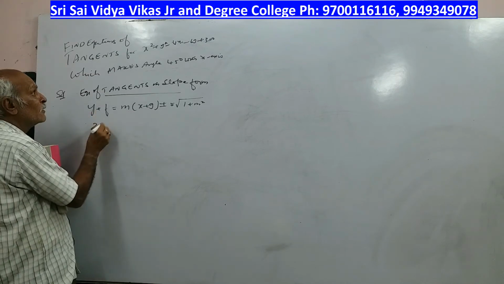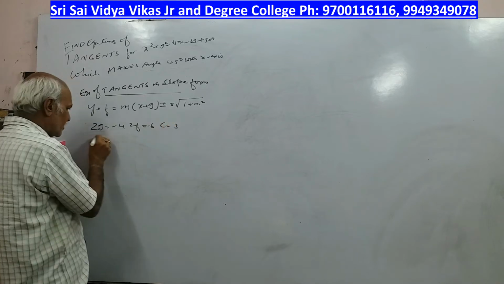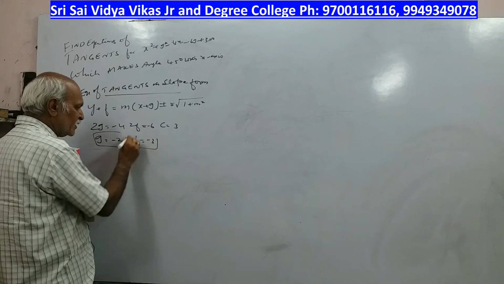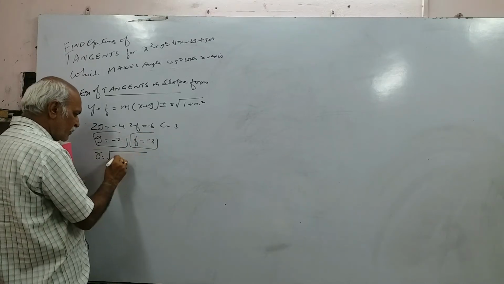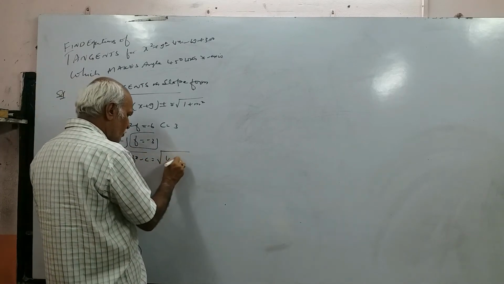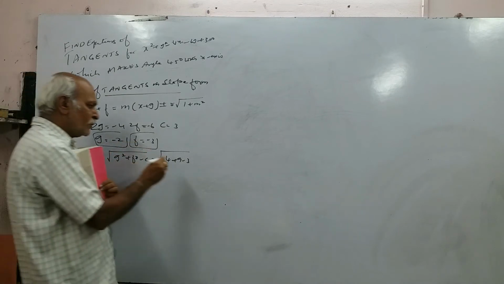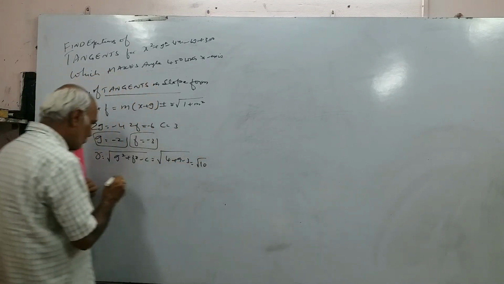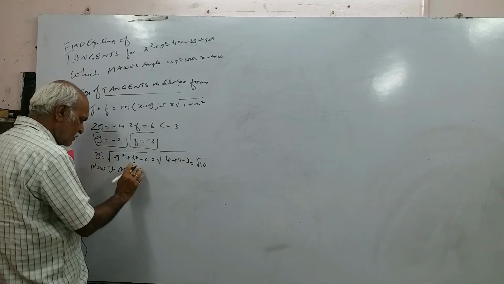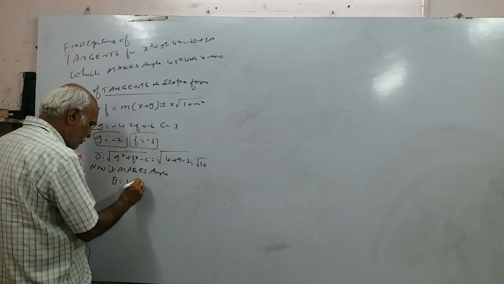Again same formula. 2g is equal to minus 4, 2f is equal to minus 6, c is equal to 3. What is the g value? Minus 2. F value minus 3. What is the radius? Root of g square plus f square minus c. So this becomes 4 plus 9 minus 3. So how much it becomes? Root 10. Now it makes angle theta is equal to how much? 45 degrees.